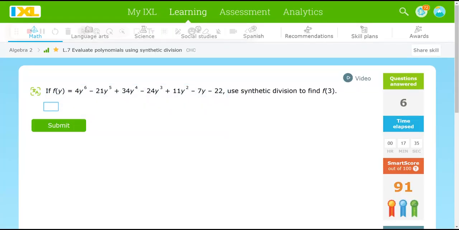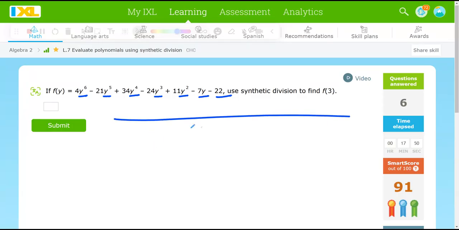It's not a big deal. But check out if there's any missing term. We have no missing term. This is y to the 6th, y to the 5th, y to the 4th, y to the 3rd, y squared, y to the 1, and then constant. So no missing term. All right, perfect.